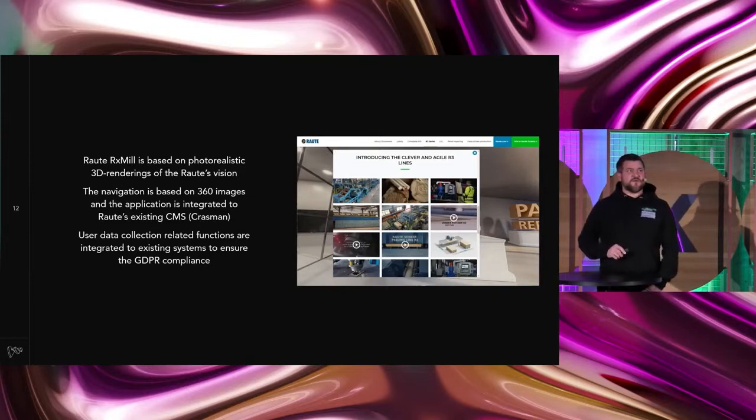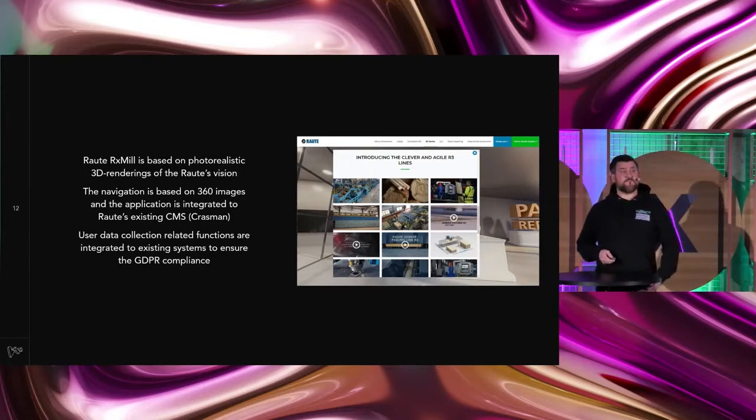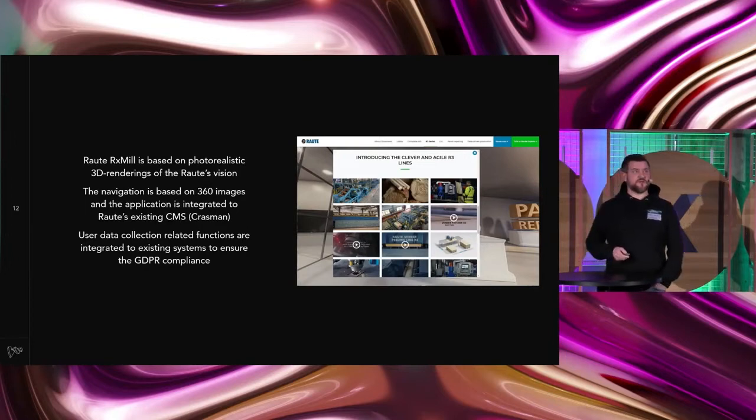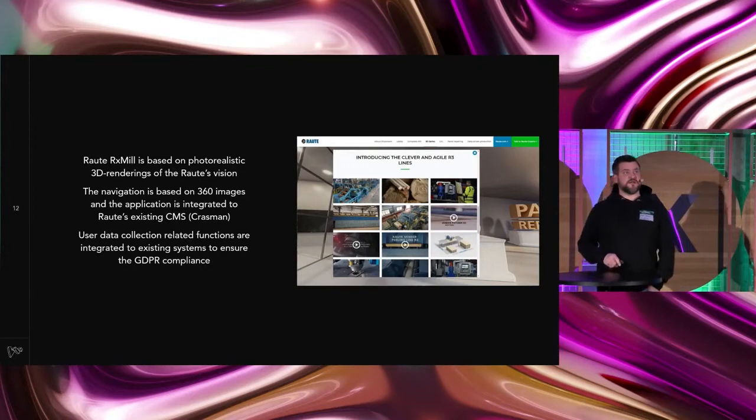We put special effort into the style and quality of the 3D graphics because we wanted to create something that would tell the Raute brand to the visitors, who had really low expectations for three-dimensional graphics. We wanted to create the impression that this is something new, a glimpse of the future of using Raute's machines. The navigation is based on 360 images, and all the content is linked to the existing CMS system, which is provided by Craftsman.